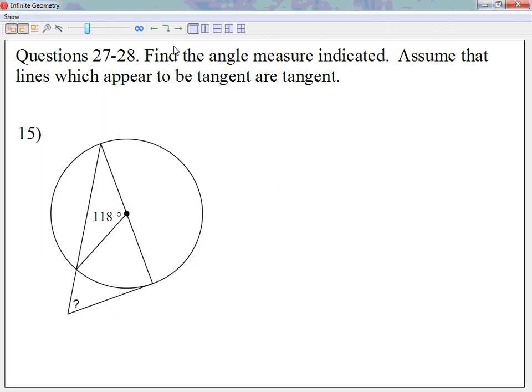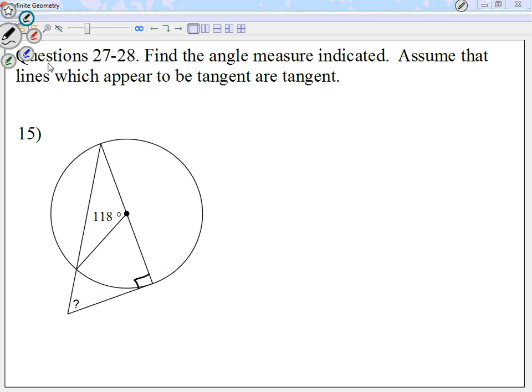Question number 15. This one takes a couple of steps. One rule: when a tangent and a radius intersect, they cross at 90 degrees. So here at the bottom, I see a radius. Here I see a tangent. So this corner is 90 degrees. When the radius and the tangent intersect, they make a 90-degree angle.